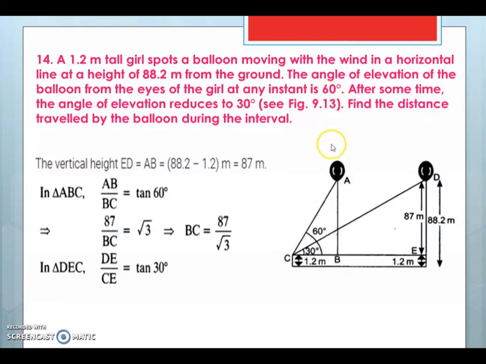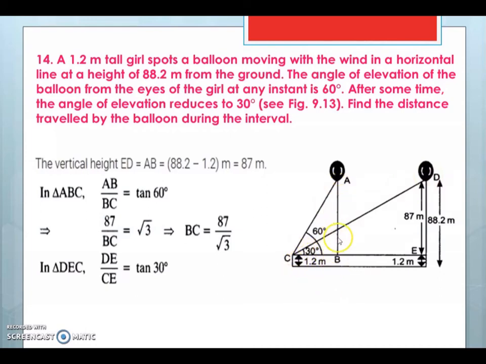Now this balloon is moving horizontally in the same line. It is not moving vertically. It is moving in the same line horizontally only. So its position is this D. Initially if it is A, its position becomes D after some time. And the angle of elevation reduces to 30 degrees. Find the distance travelled by the balloon during the interval. So this distance AD is what you have to find out. So this is the way the figure will be drawn. This is the height of the girl.